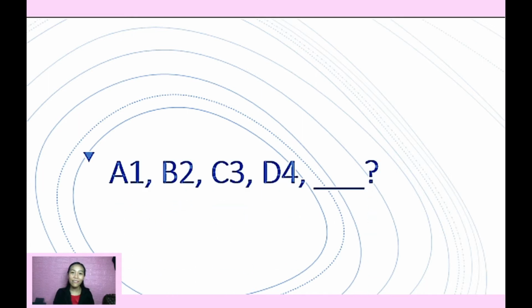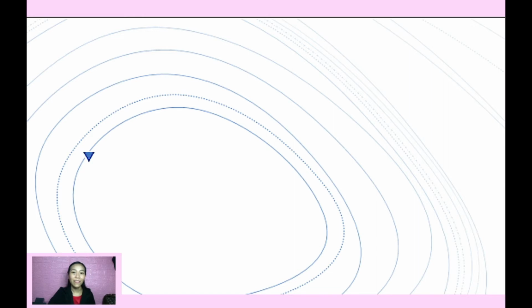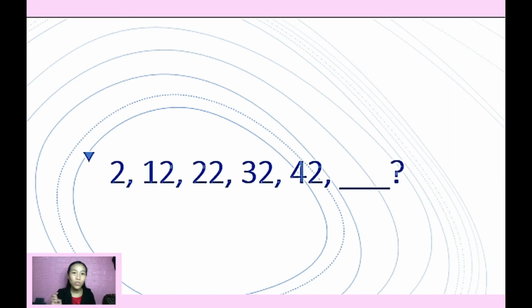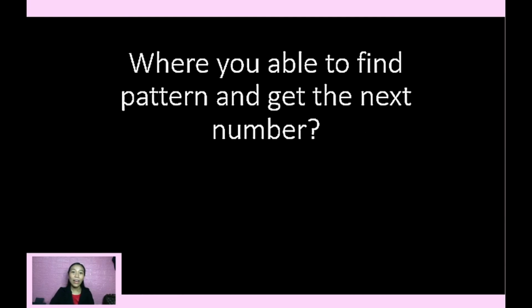What if we have A1, B2, C3, D4? What's next? E5. How about 2, 12, 22, 32, 42? What's next? Yes, we have 52. Now I ask you, were you able to find a pattern and get the next number?